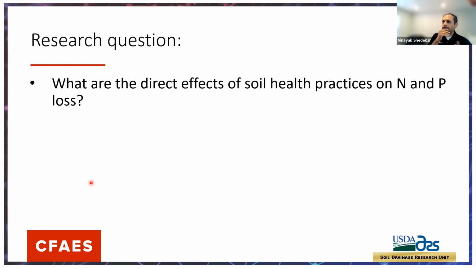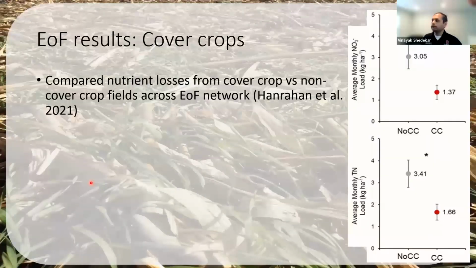Now, what are the direct effects of soil health practices on nitrogen and phosphorus losses? So this is kind of the second part of the question. I believe this was work done by Brittany Hanrahan, another researcher that works with the USDA group. And what you see here is all those edge of field sites, 40 fields divided into fields that had no cover crop during non-growing season versus fields that had cover crops. The top graph that you see is the nitrate loss, and the bottom graph is the total nitrogen loss. And you can see that cover crops play a major role, especially during non-growing season, to uptake a lot of the nitrogen from the field.